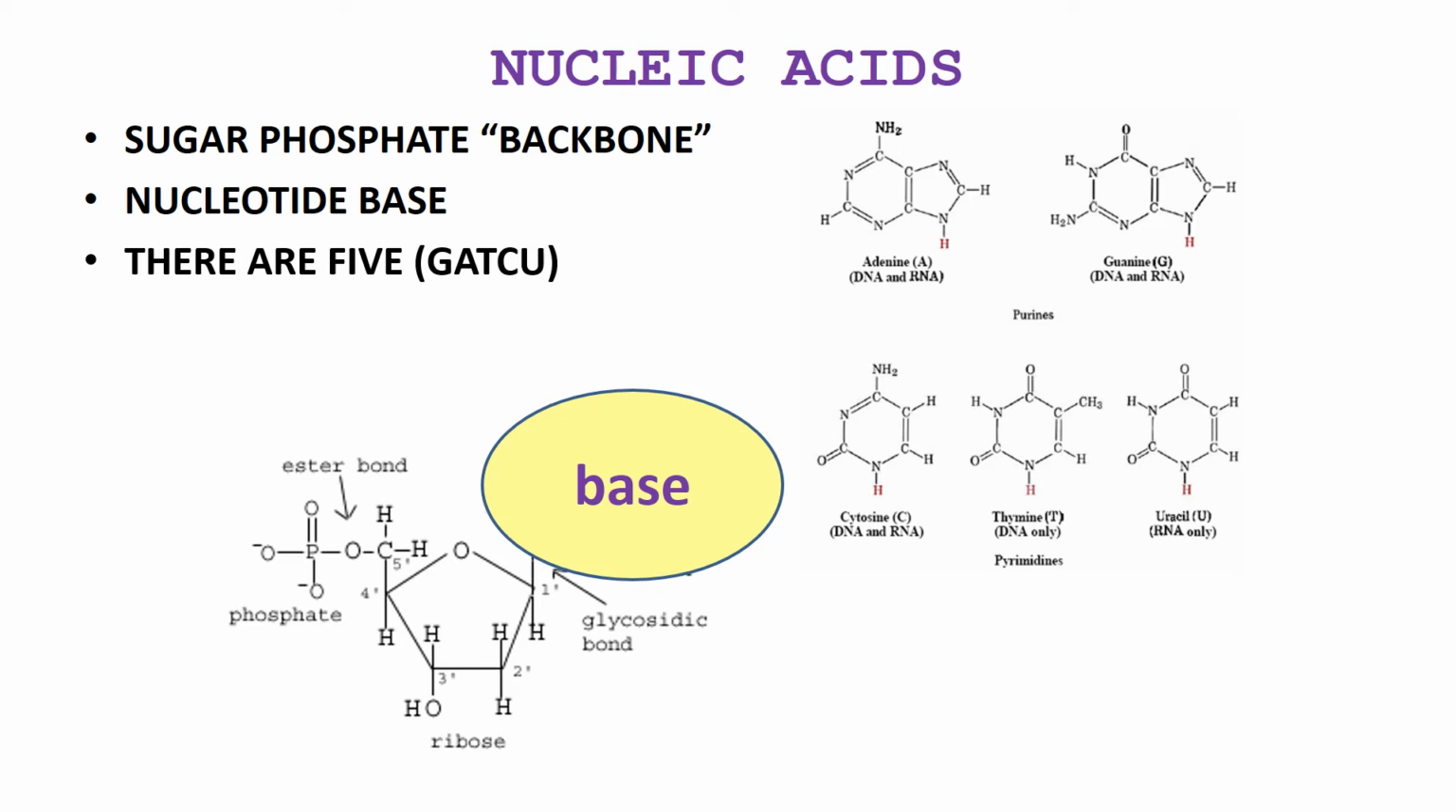And when it comes to the bases, the four bases found in DNA are adenine, guanine, cytosine, and thymine. When it comes to RNA, three of those bases are the same: adenine, guanine, and cytosine are also found in RNA. However, thymine is substituted by uracil. Again, uracil is found in RNA and is not found in DNA.